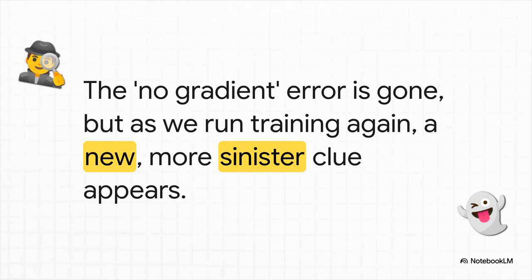Simple. So we fix the code, we hit run, we're feeling like a genius. The gradient error is gone. Progress. But just when we think the case is closed, a new clue emerges. And this one is a lot sneakier.